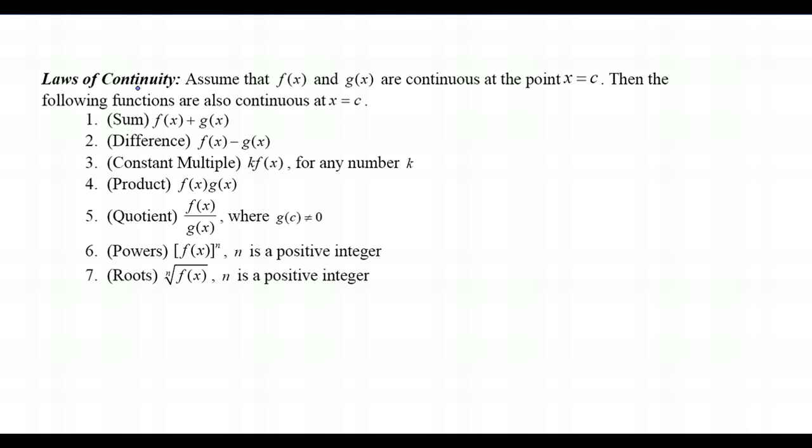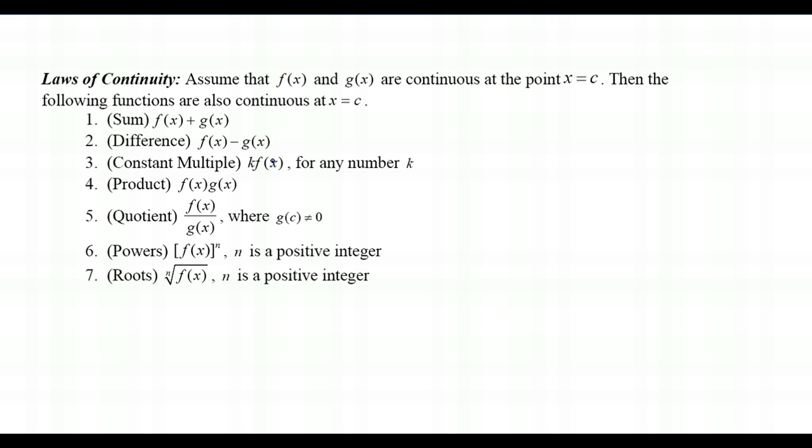And now we're going to take a look at the laws of continuity. Assume that f and g are continuous at the point x equals c. Then the following functions are also continuous at c. Basically, if we have two continuous functions, then the sum of those functions and the difference of those functions are also continuous.